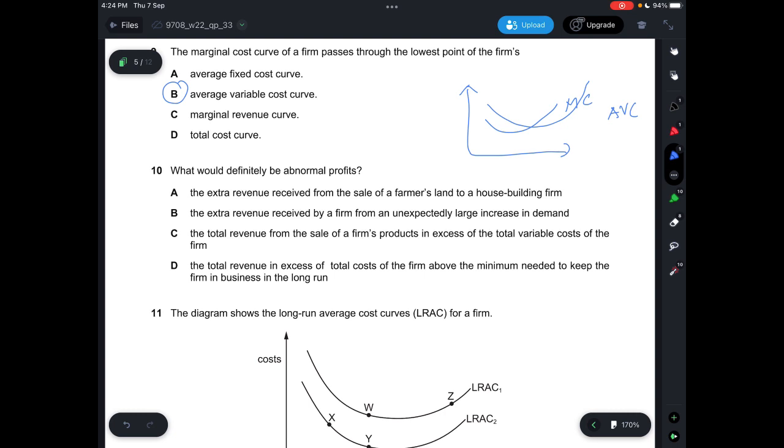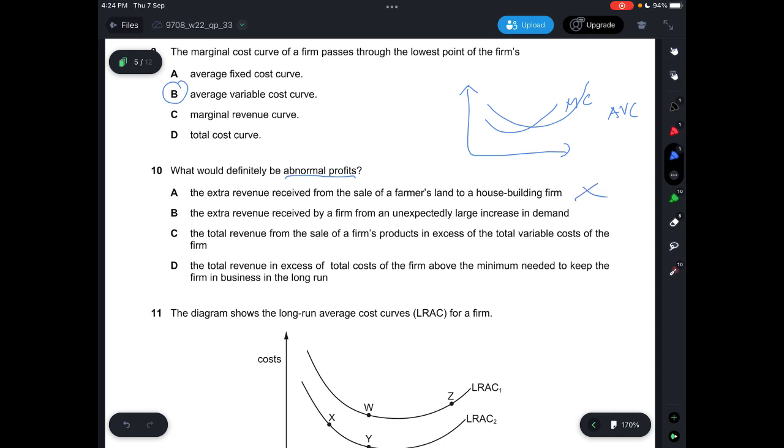Question 10, what would definitely be abnormal profits? Abnormal profit would be profit that you earn that is higher than your normal profits. So for question 10, let's look at A, B, C, D. A says the extra revenue received from the sale of a farmer's land to a house building firm.